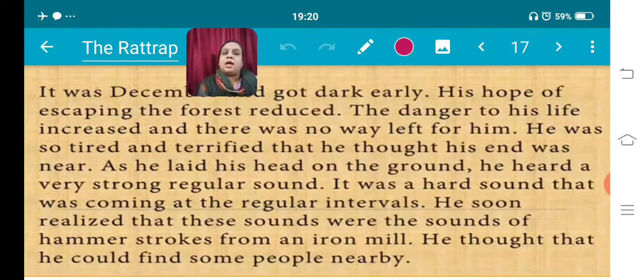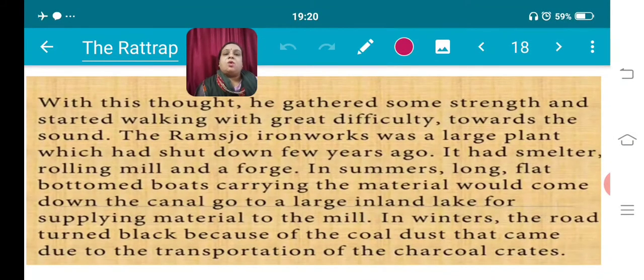He soon realized that these sounds were the sounds of hammer strokes from an iron mill. He thought that he could find some people nearby. With this thought, he gathered some strength and started walking with great difficulty towards the sound.